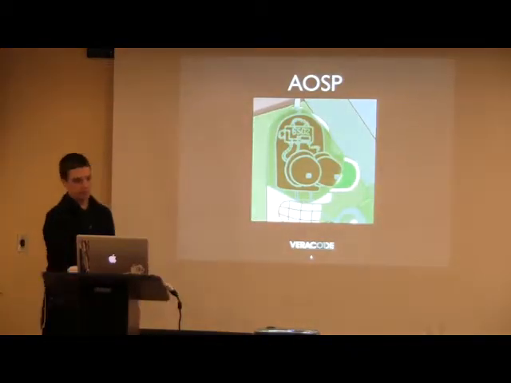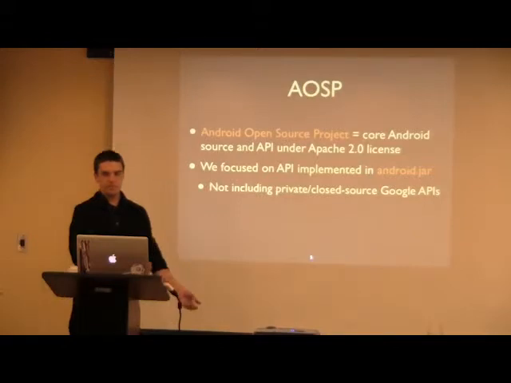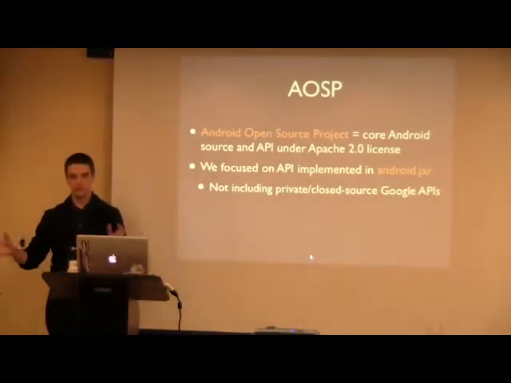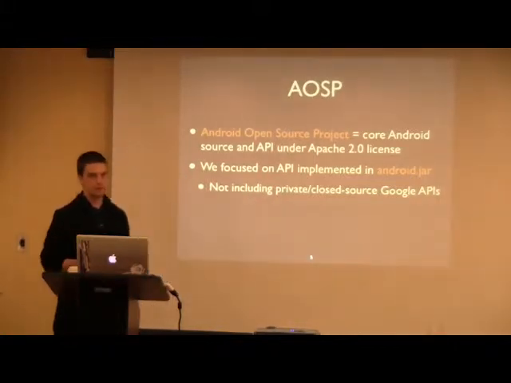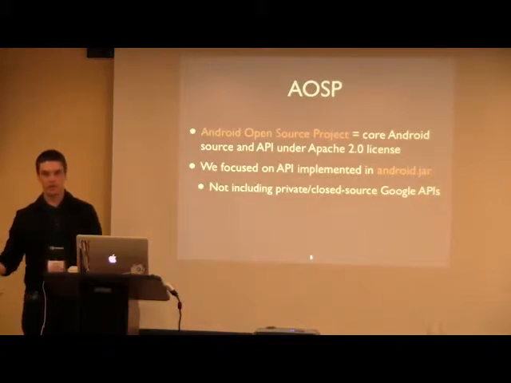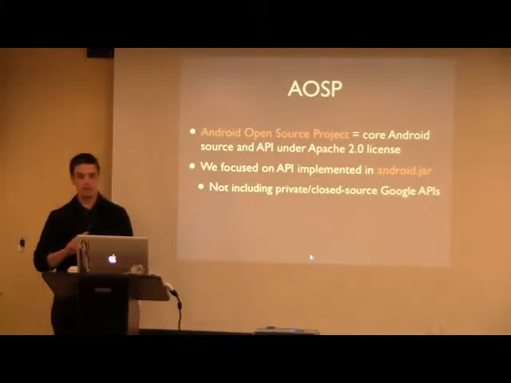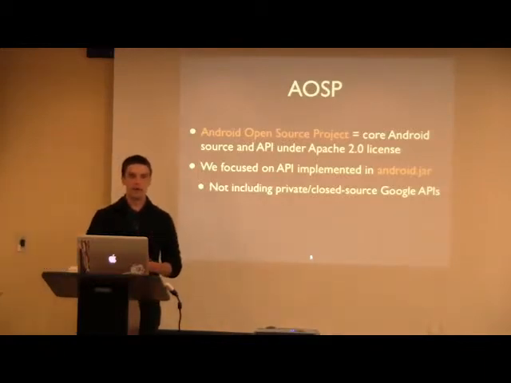So what is AOSP? Briefly, it's basically the core of Android, right? Everything from all the frameworks to all the extras to everything that makes Android run, and then of course the modified Linux kernel. For the purposes of this research, we focused on the API that was in Android.jar, which is the Java archive that represents the Android API that your application can work with. Our research didn't include private APIs, things that weren't open sourced by Google, or third-party APIs, like any of the HTC things, Samsung, any OEM provider or any vendor API that wasn't included in AOSP.